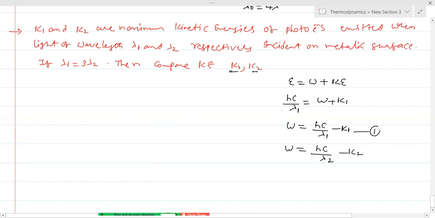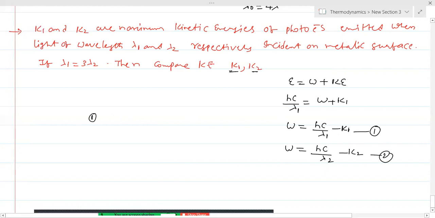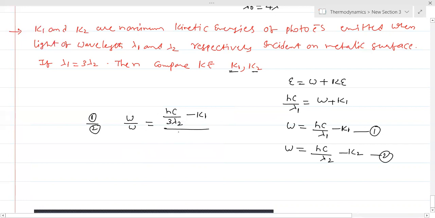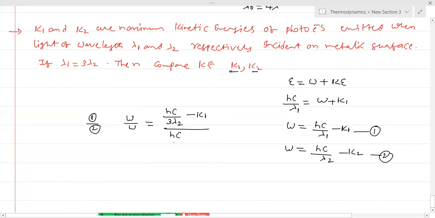So we are dividing equation 1 with respect to equation 2. So that is W by W implies hc by lambda 1, where lambda 1 means 3 lambda 2, minus K1, by hc by lambda 2 minus K2.